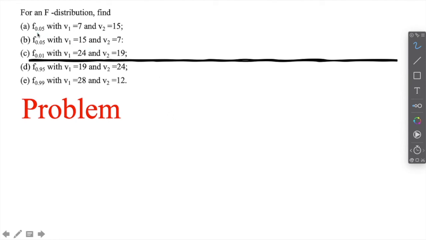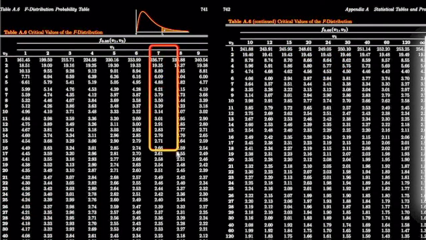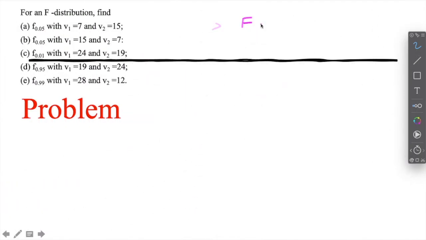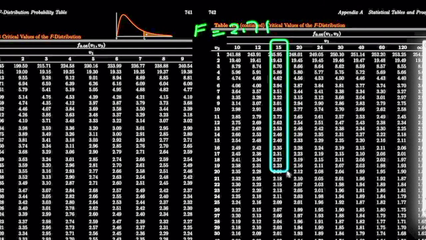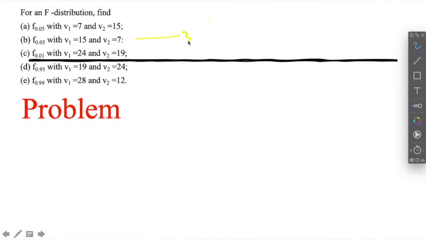For example, here alpha is 0.05, nu1 is 7, nu2 is 15. From the table, we can directly pick up the value for nu1 7 and nu2 15 at 0.05. So the value is 2.71 for alpha 0.05. This value is F equal to 2.71. For the second, again the same thing: nu1 is 15 and nu2 is 7. So the value is 3.51. So the first is 2.71, the second 3.51. For the third case, you can see the other table.